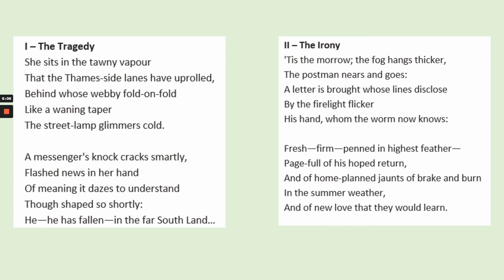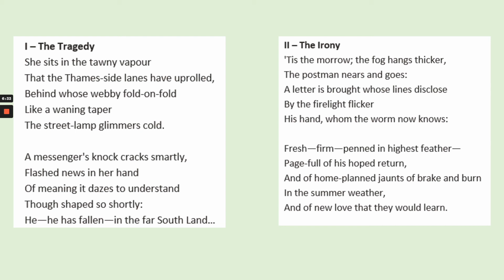The postman nears and goes, so we have the return of the postman. A letter is brought to her. So the day after she receives the telegram telling her of her husband's death, she receives a letter from him, obviously written before his passing, talking about his hoped return and of days out in the summer weather and of this new love that they would learn together. So the irony being that by the time she receives this letter from him, he has already died.